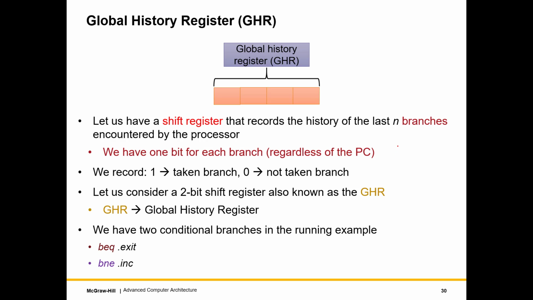So let us introduce a new structure called a global history register or a GHR. Let this be a shift register that records the history of the last n branches encountered by the processor. In a dynamic instruction sequence, if this is the current point, I look back at the last n branches regardless of the program counter, and for the last n branches, I store their outcome, and the outcome can either be taken or not taken.